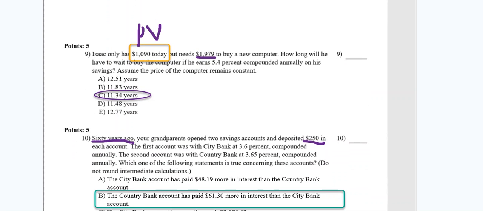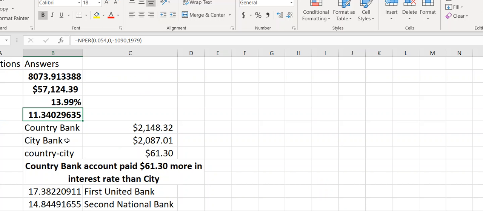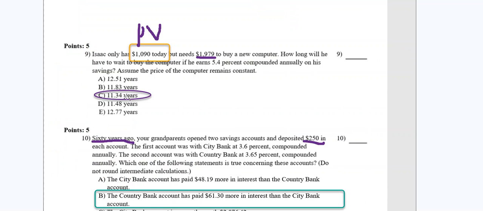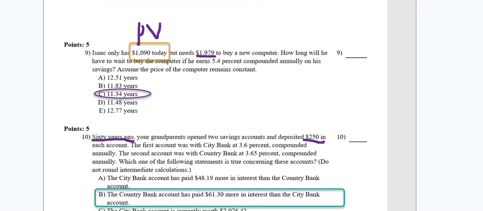Another question is about finding the number of years, because Isaac only has 1090 today, so it is PV. He wants 1979 to buy a computer, and he earns 5.4% compounded annually. So how long will he have to wait to get 1979? So it is the number of periods function, which will get you 11.34 years. So the answer should be C. There was a little problem here.